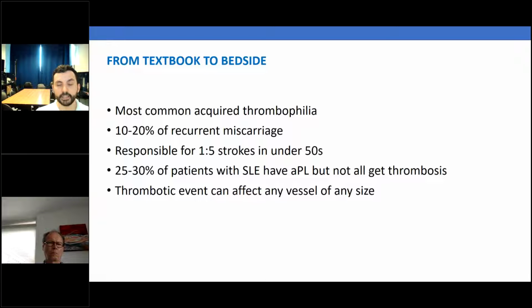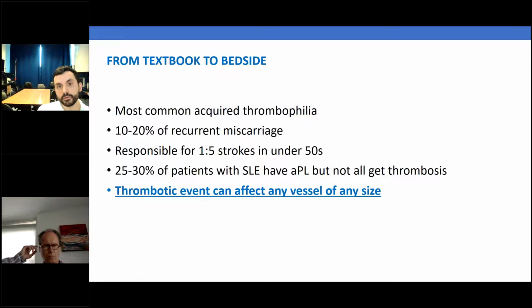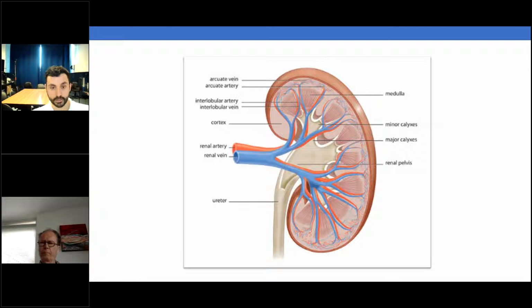And finally, and this is very important from a clinical point of view, thrombosis can happen in any vessel of any size. And this is the key point moving to the focus of this talk. Indeed, from the renal artery to the renal vein up to the glomerular level, each part of the kidney vasculature can be affected by thrombotic events associated with the presence of antiphospholipid antibodies.